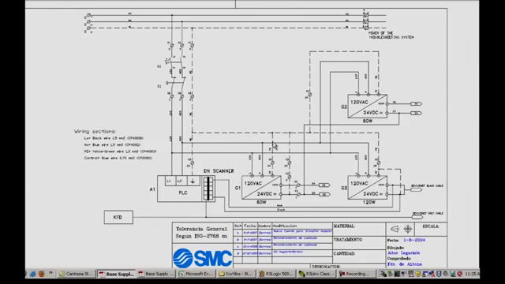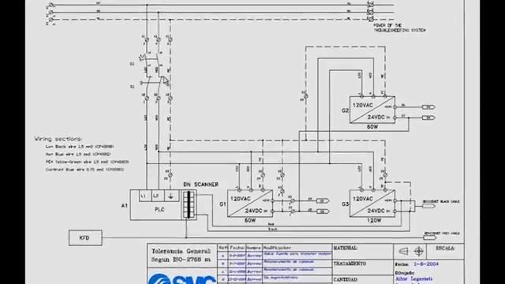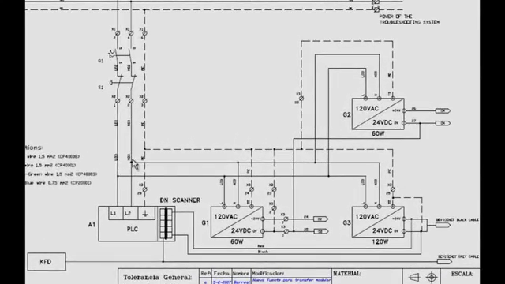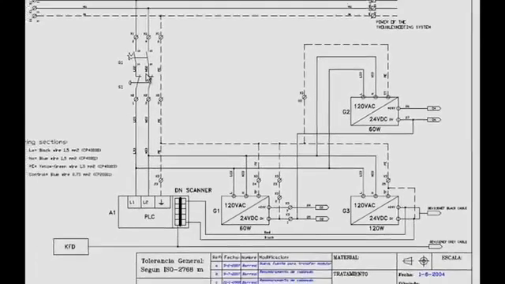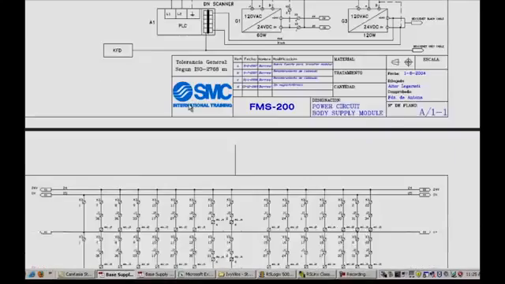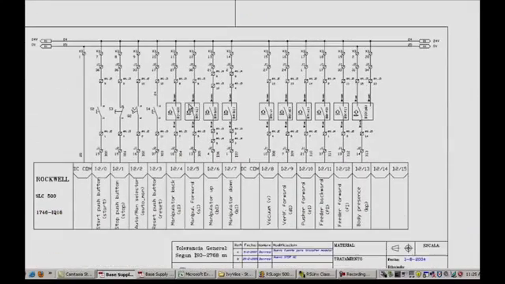So here is our first page of our schematics, and this is mainly the power supply, which doesn't really affect us too much for programming issues, except to know that the L1 and L2 connections here are being controlled by on-off buttons. So the next page is really important here. This is our input page.